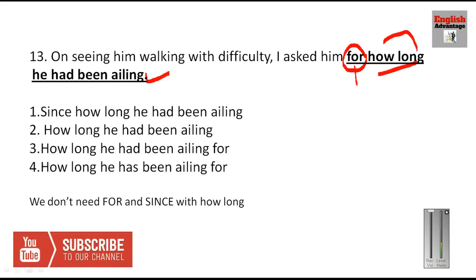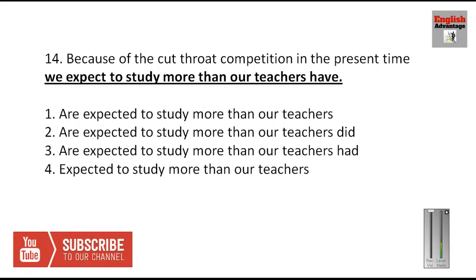Here you have to use since, which is wrong. Here you haven't used anything. Here, how long he had been ailing for. This for is incorrect here. How long he has been ailing, this has been will not come. So this is the correct answer. How long he had been ailing, because in this sentence there is no since or for. So this will be the correct answer here. Just see the explanation also, we do not need for and since with how long.